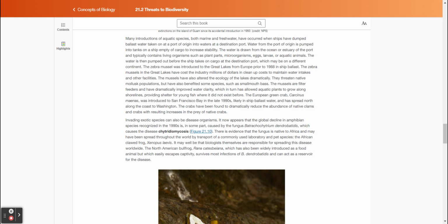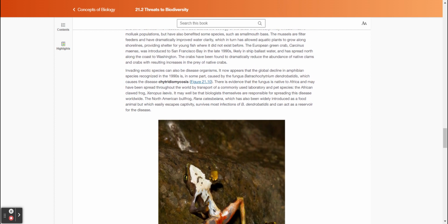The European green crab, Carcinus maenas, was introduced to San Francisco Bay in the late 1990s, likely in ship ballast water, and has spread north along the coast to Washington. The crabs have been found to dramatically reduce the abundance of native clams and crabs, with resulting increases in the prey of native crabs. Invading exotic species can also be disease organisms.